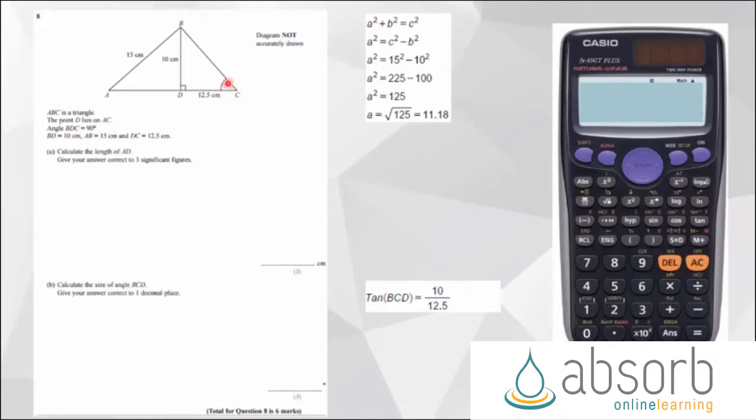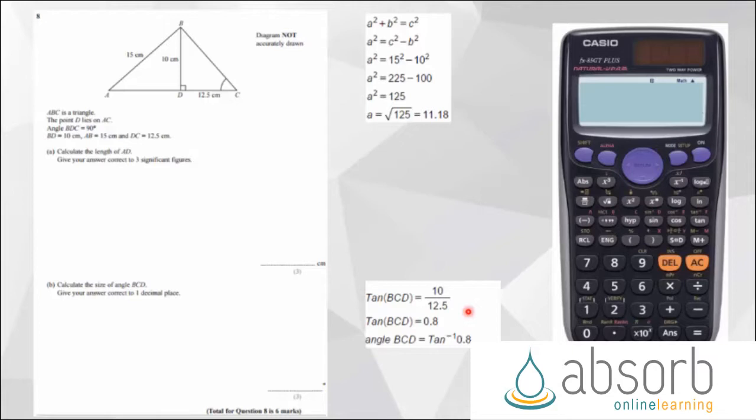Now, why is it the tan equation? Well, if you look at this, you'll see it's the opposite and the adjacent side to the angle that we've been given. We haven't been given the hypotenuse of this side. So the trig equation that uses the opposite and the adjacent is tan. Tan is equal to the opposite over the adjacent. So the tan of the angle we're looking for is equal to 10 over 12.5. So that's tan is equal to 0.8. When we do the calculation on the calculator, 10 divided by 12.5 gives 0.8.